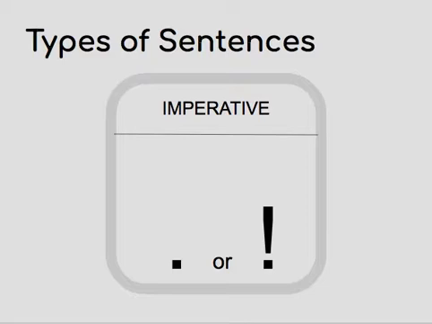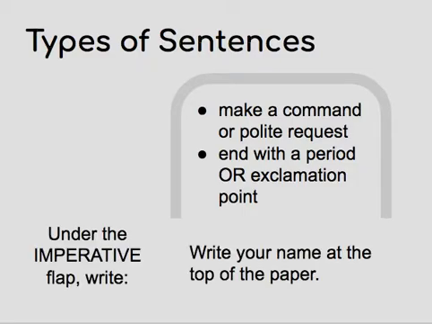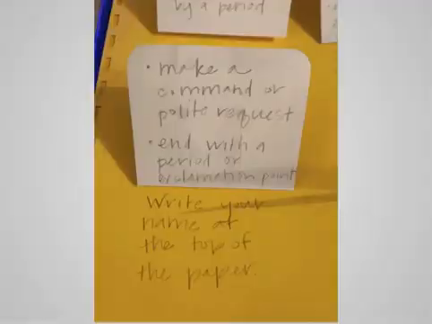Next, the imperative type of sentence. Look at that flap. This one ends in a period or an exclamation point. On the back of that flap, write make a command or polite request. End with a period or exclamation point. Under the imperative flap, write your name at the top of the paper. And this is what that will look like.